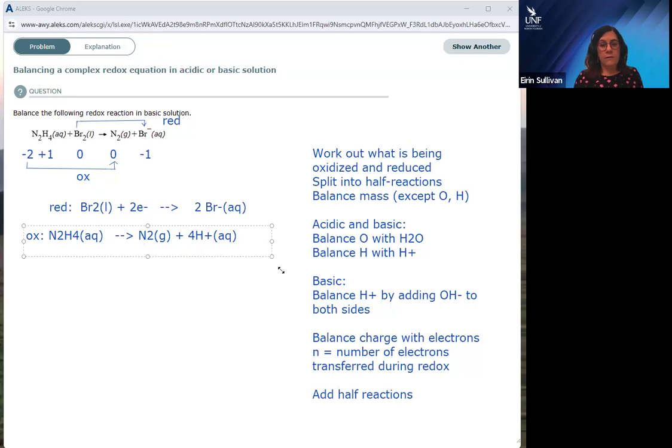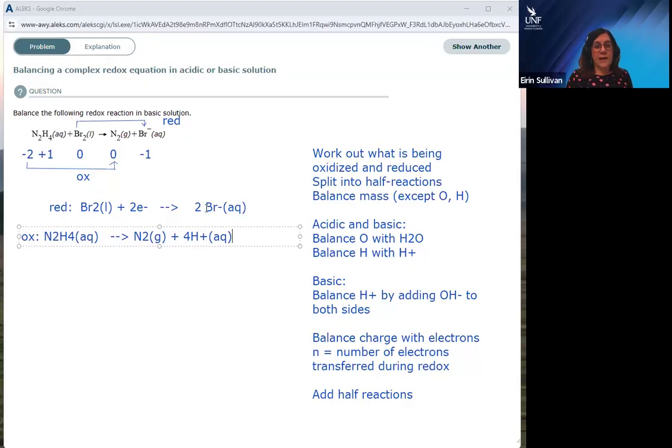And I know we are in basic solution, not acidic solution, but this is just helping us balance it, okay? It's just a means to an end. So now what I've done is I've added H+, but I know I'm actually in basic solution. So to neutralize that H+, I'm going to add hydroxide.